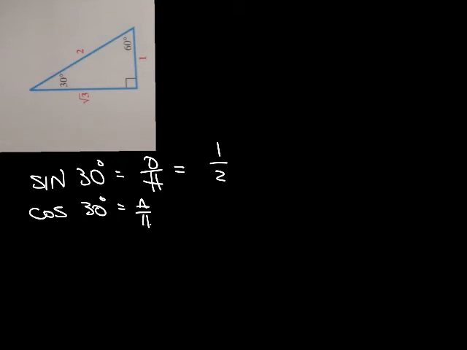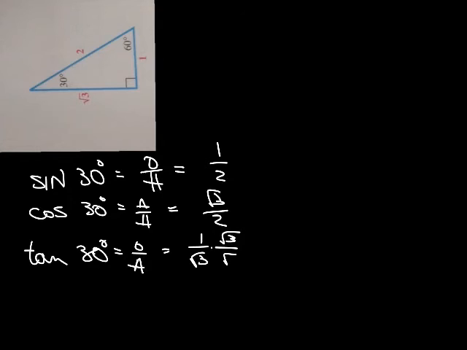So if we want to find out what the sine of 30 degrees is, which is this one right there, we just do opposite over hypotenuse, which is 1 over 2. So the sine of any 30-degree angle is 1/2. The cosine of a 30-degree angle is adjacent over hypotenuse, which is going to be square root of 3 over 2. The tangent of a 30-degree angle is going to be opposite over adjacent, which in this case is 1 over the square root of 3, and then you multiply it by the square root of 3 over the square root of 3 and get square root of 3 over 3.